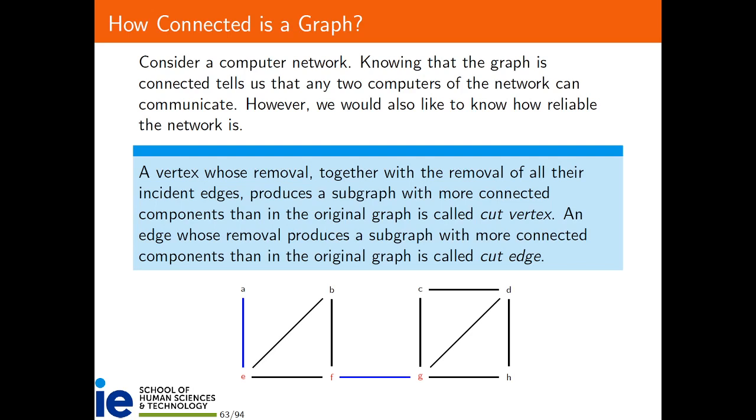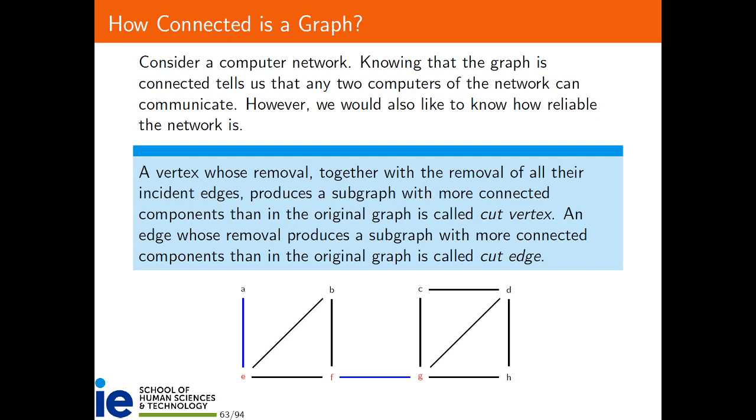A vertex whose removal, together with the removal of all its incident edges, produces a subgraph with more connected components than the original graph is called a cut vertex. Or an edge whose removal produces a subgraph with more connected components than in the original graph is called a cut edge. So let's look at the graph at the bottom to give some ideas.